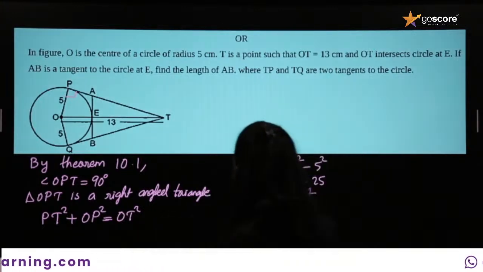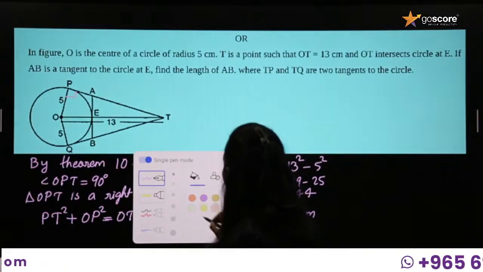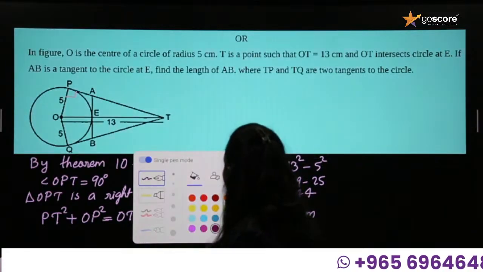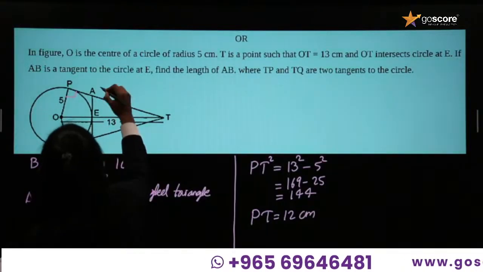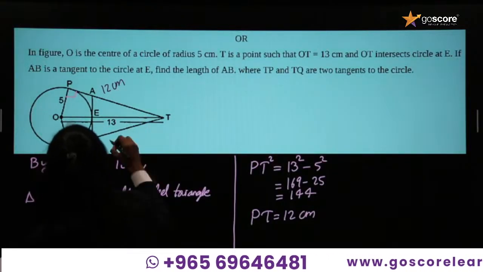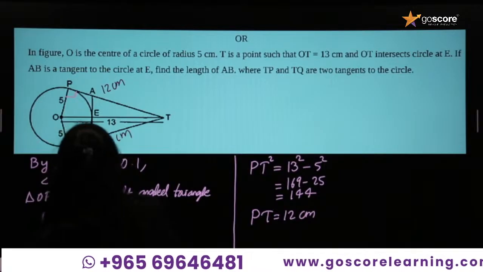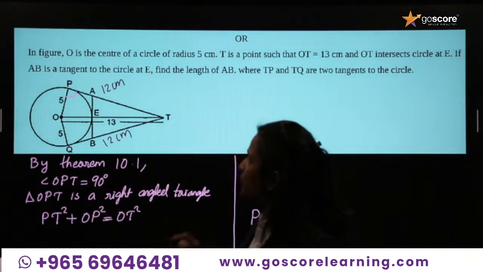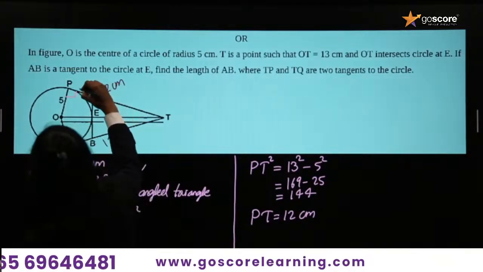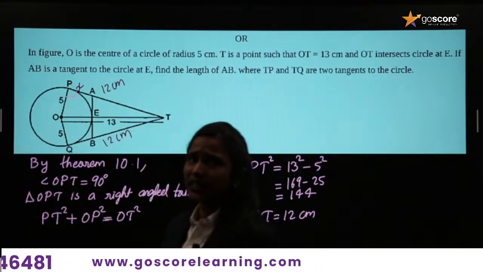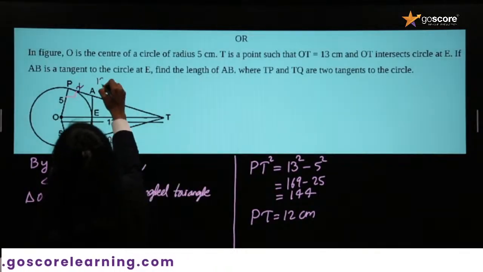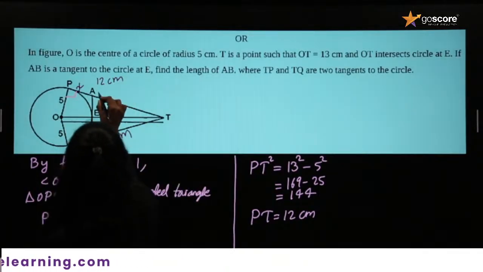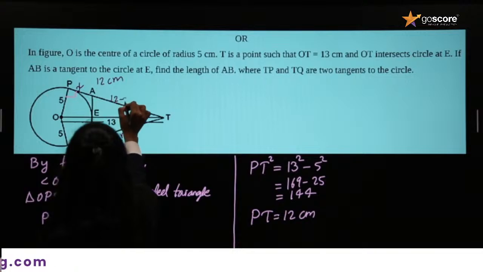So this PT is 12 centimeter, same as here it is 12 centimeter. Now I am going to take this AP as X. Let AP be X. If AP is X and altogether it is 12 centimeter, then this AT will be 12 minus X. Right?